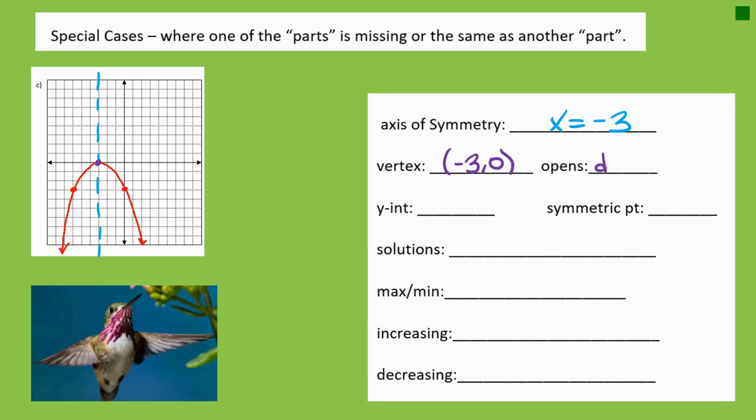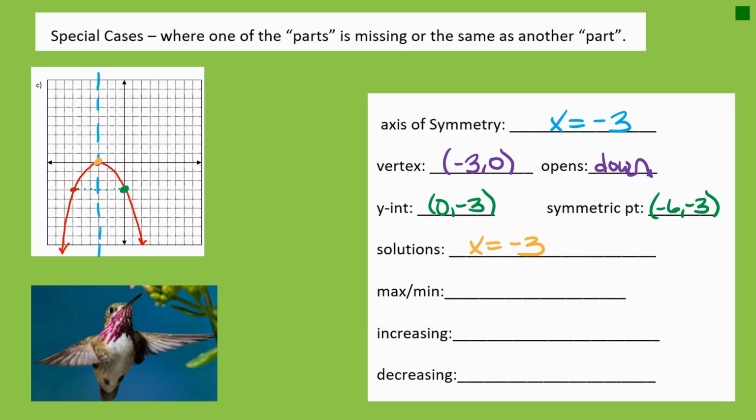This opens down. The y-intercept is where it crosses the y-axis right here. It's at 0, -3. The symmetric point, you walk -3, you walk 3, you walk 3, so you've walked -6 and you're down at -3. The solutions are on the x-axis. Oh, look, it's the same as the vertex. X equals -3. That's all we've got.